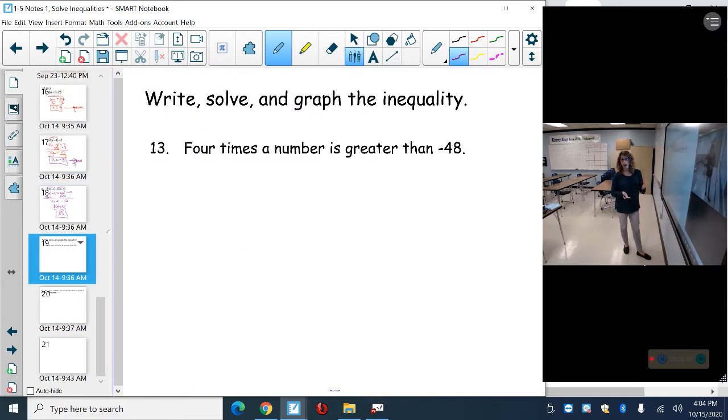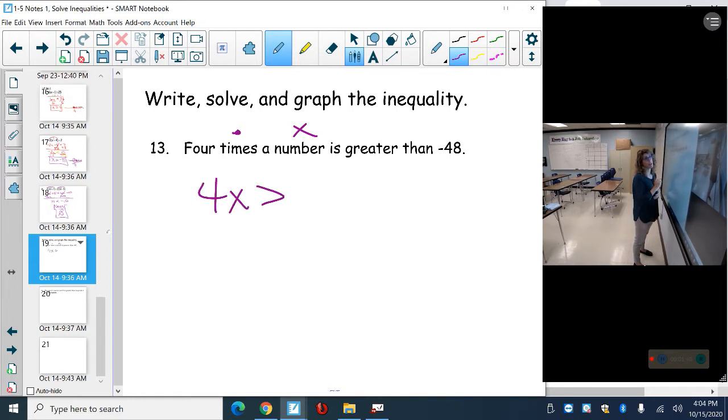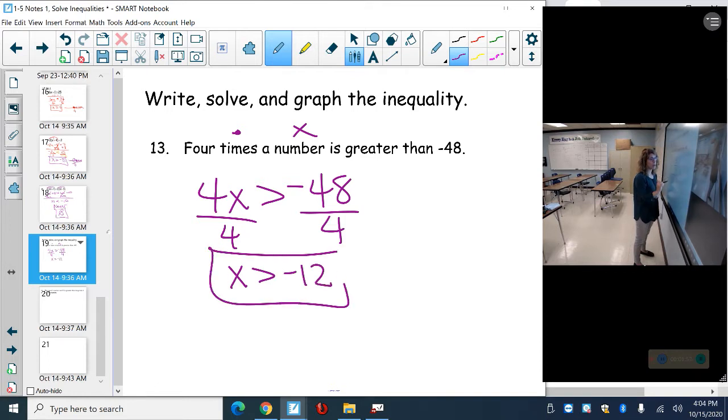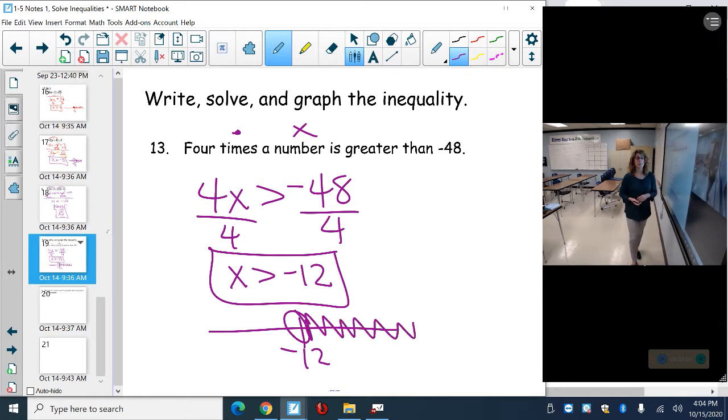Write, solve, and graph the inequality. 4 times a number. Times means multiplication. A number is x because we don't know it. So I have 4 times x is strictly greater than negative 48. I wrote it, I solve it, and I have x is greater than negative 12. And then I graph it. Here's negative 12. It is an open dot, and I shade to the right.